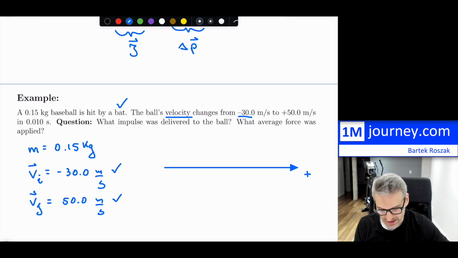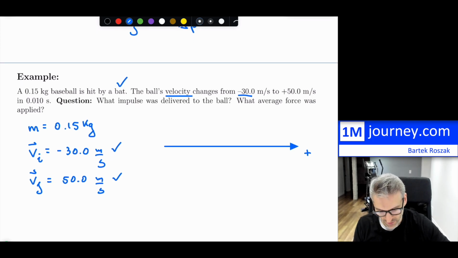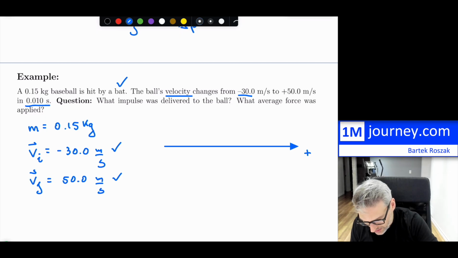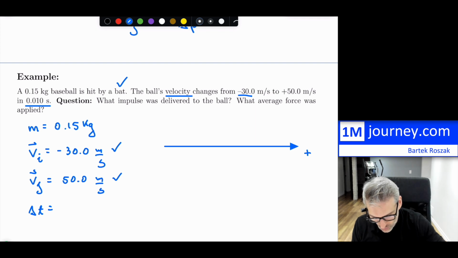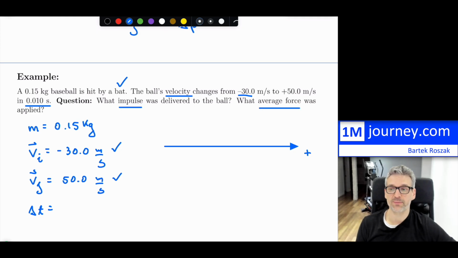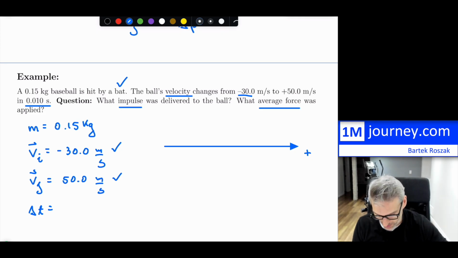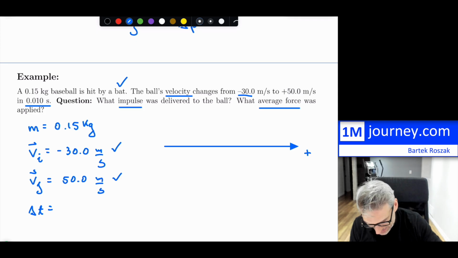And now I can calculate, I also have a change in time. I can calculate what the impulse is, what was delivered, and it also says to calculate the average force applied by the hit on the baseball. So here, the delta t that I have is 0.010. I'm going to need that in a moment.